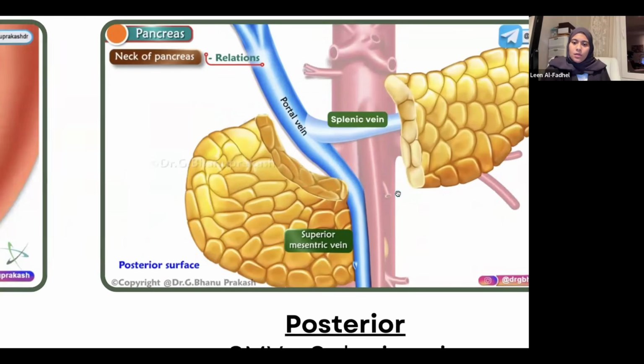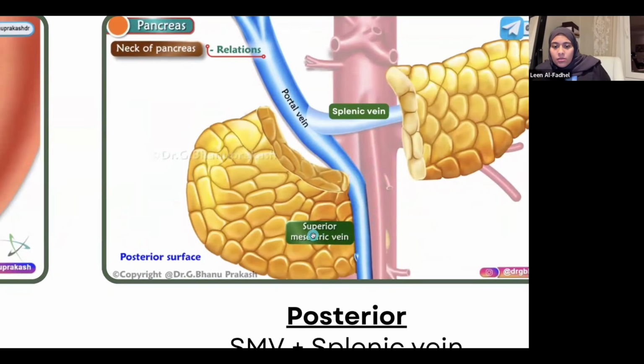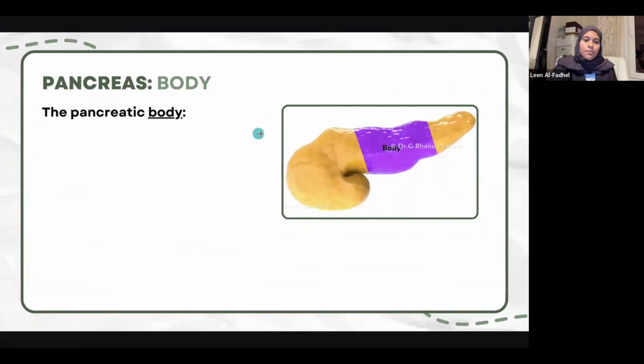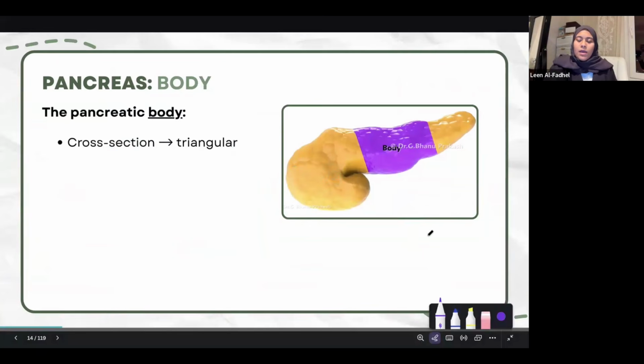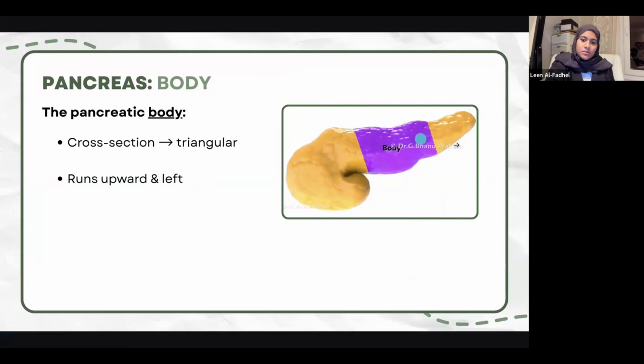What do we find posteriorly, though? They've taken out the neck from here. So, when they check it, they saw that superior mesenteric vein joins with splenic vein to create the portal vein. And that is what you find behind the neck of the pancreas. Okay, what about the body? So, the body, when you take a cross section, is triangular. I couldn't find any pictures to show you how that looks like, so I would imagine it could look like that probably if I take a cross section. And it runs upwards and left. So the pancreas is not sitting like this. It's kind of sitting like this. Head is down and the tail is up.